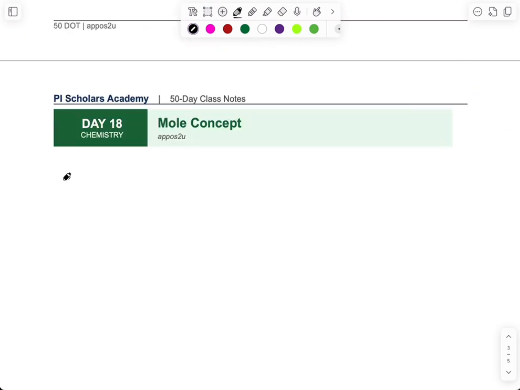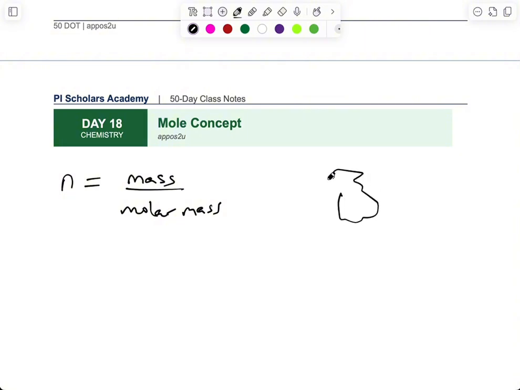We have number of mole. The first one we're going to be doing is mass divided by the molar mass of the substance. Now, what is mass? What is molar mass? Mass is how much an object weighs. So let's say this is a random element, and I weigh this thing on the balance, it could weigh, let's say, 50 grams. So that is how much it weighs.